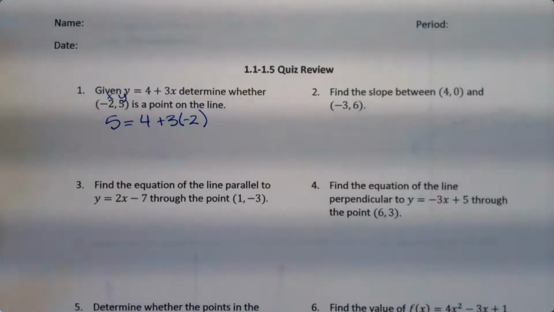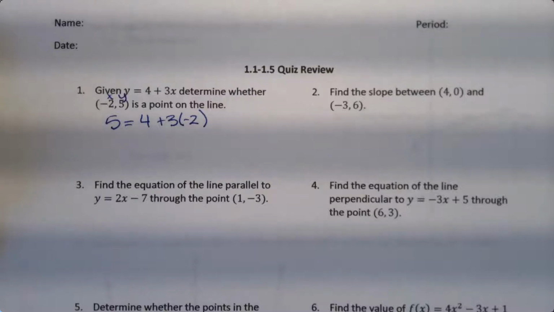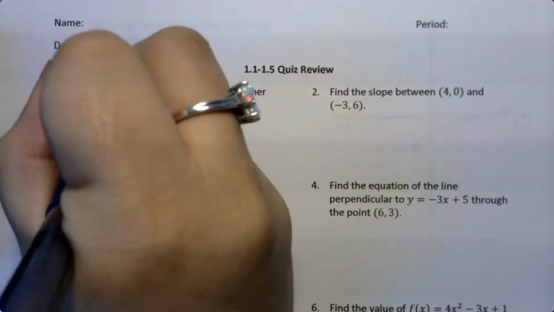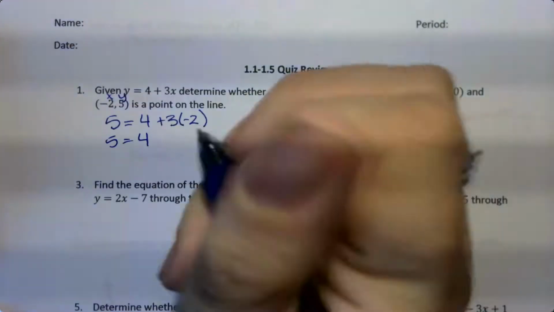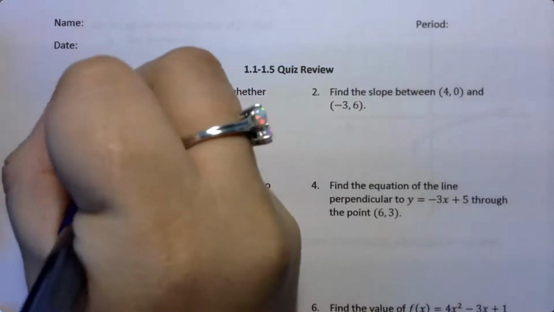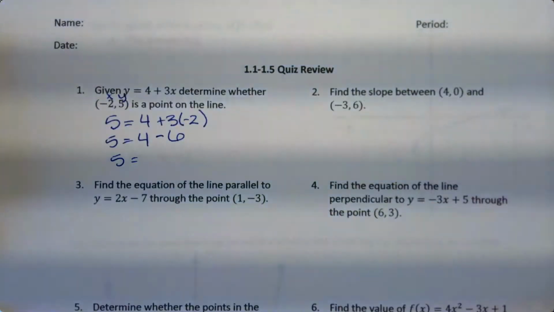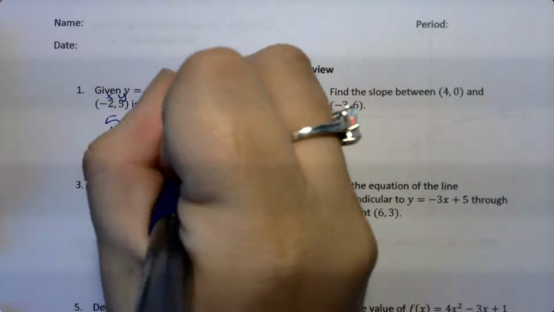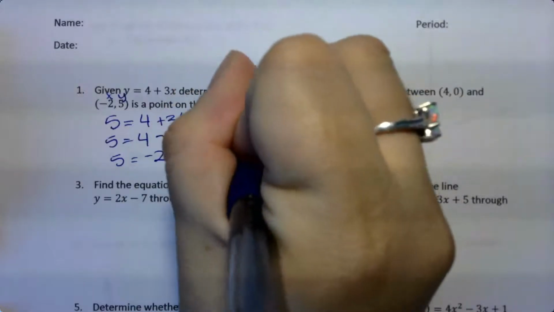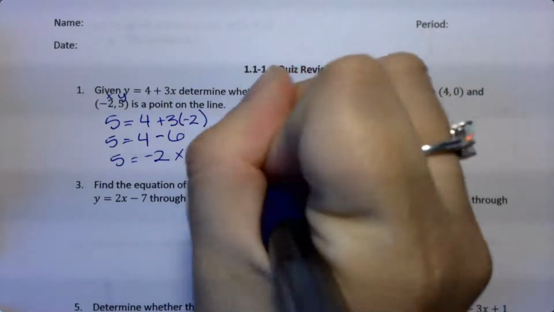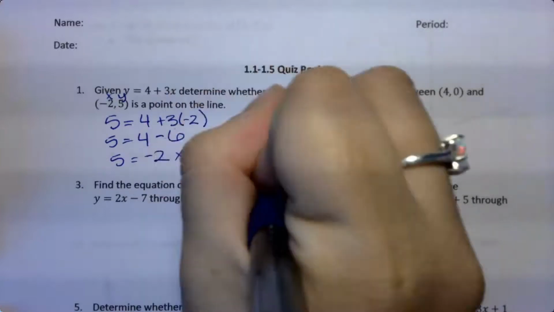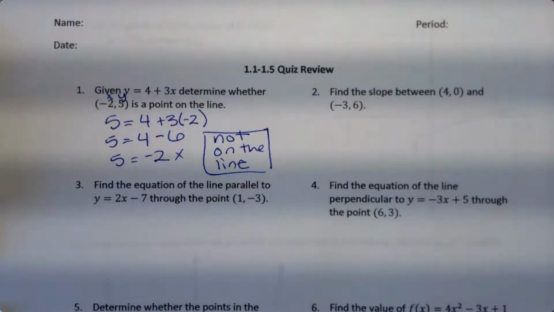Then what I want to do next is go ahead and solve it out and make sure that both sides equal 5. If they don't, then it's not a point on the function. If they do, then it is. So I have 5 equals 4. 3 times negative 2 is negative 6. I have 5 equals 4 minus 6, which is negative 2. This is not on the line. So remember on the quiz that you actually tell me whether it is or isn't.